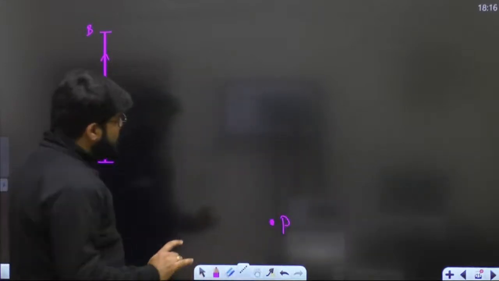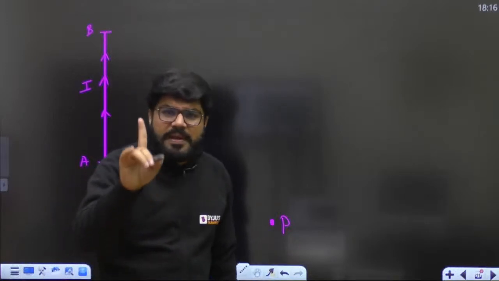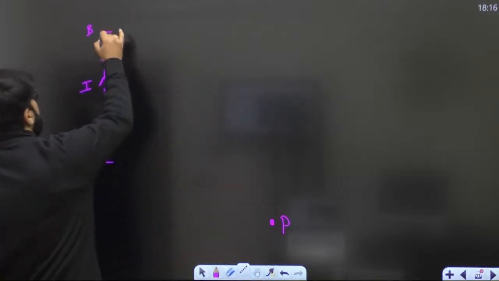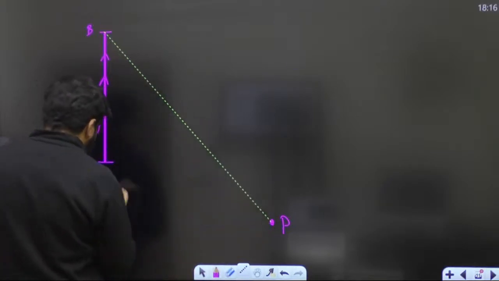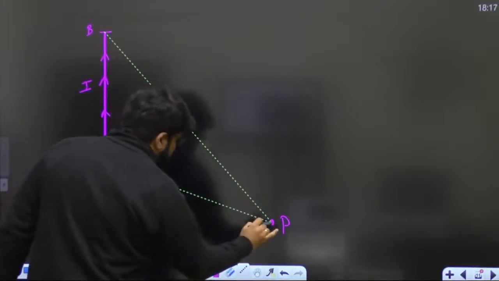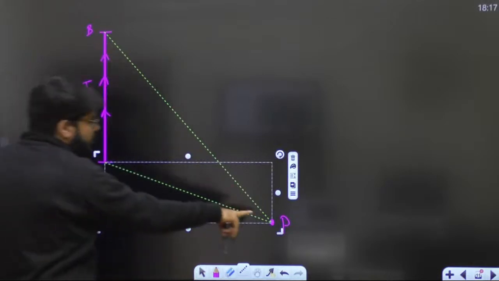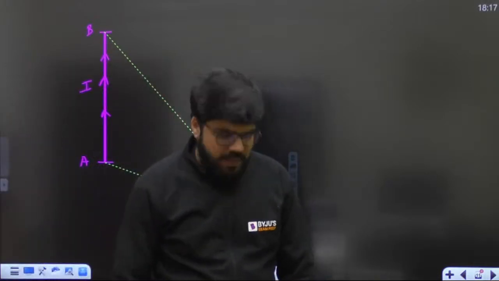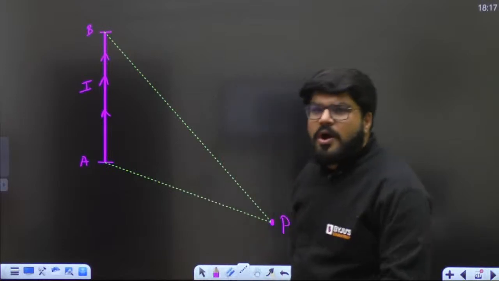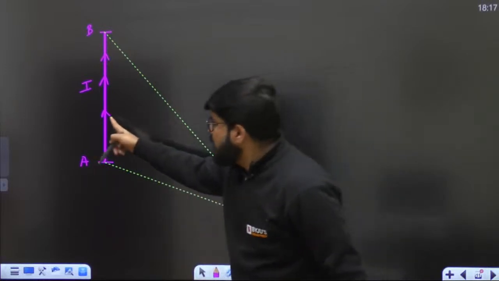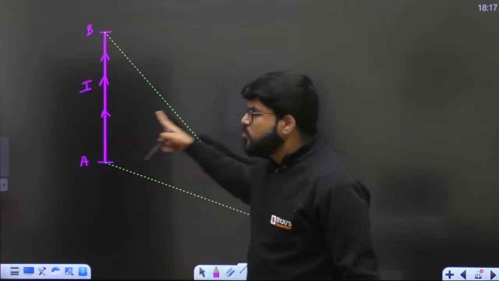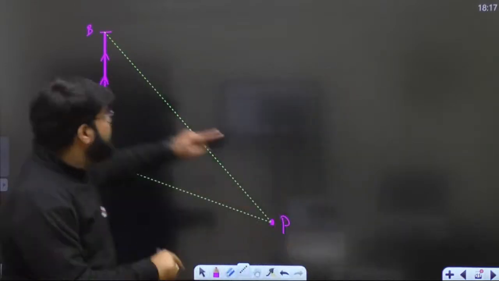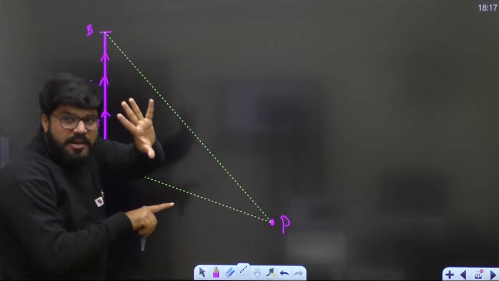magnetic field. Pay attention. To find out the magnetic field at any point P, number one, join the point P with respect to both the ends of the wire. That means from A and B. Join it with respect to both the ends A and B. Also join a perpendicular from the axis of the wire to the point of observation. Now, if this is my wire, this is a very important concept.